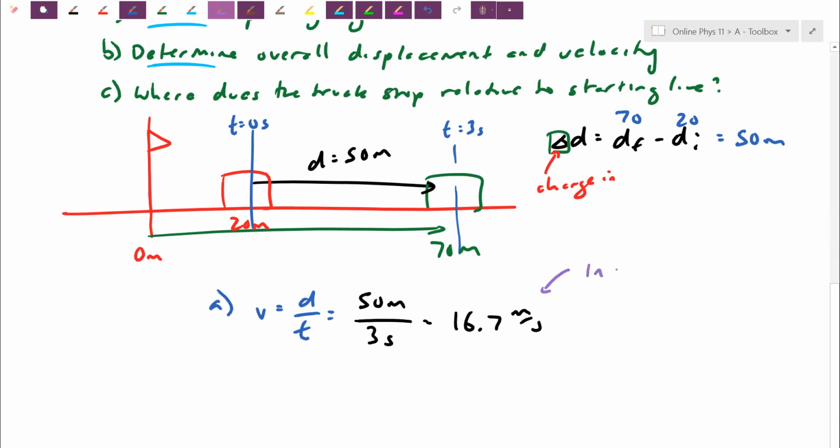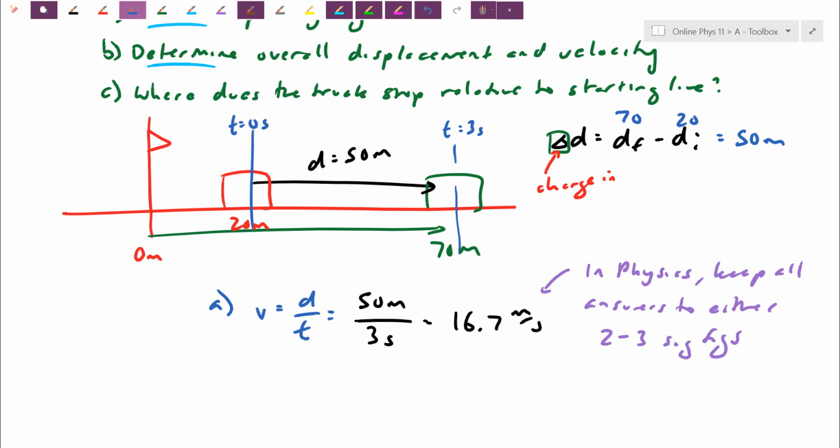So in physics, keep all answers to either 2 or 3 sig figs. Now that is usually the case anyways, right? Because most of our measuring tools here are limited. They don't really get into the 4 sig figs, 5 sig figs. But this is just a cheat for us.